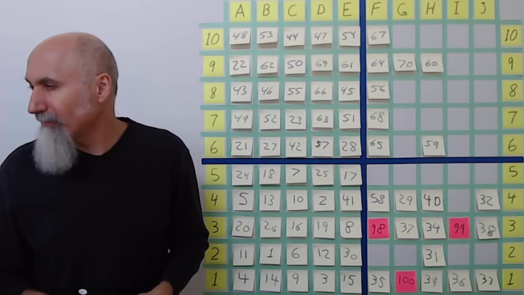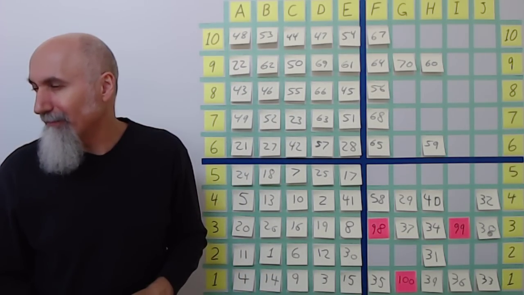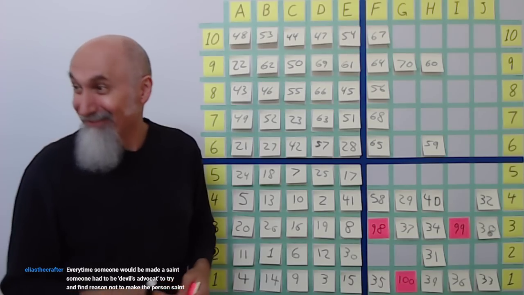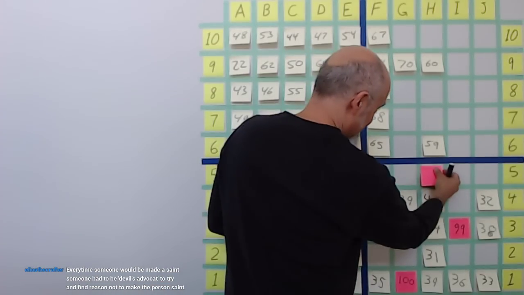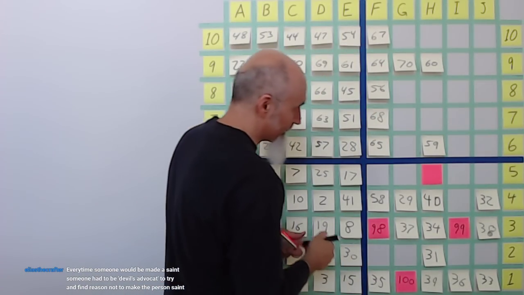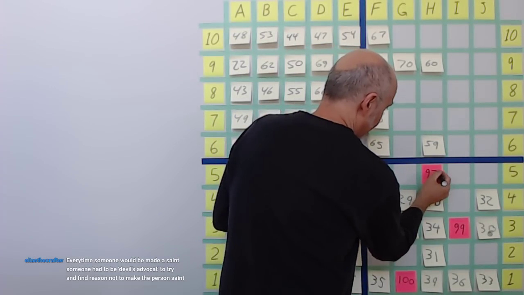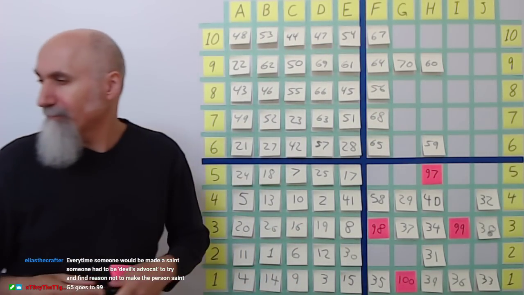Agreed. Devil's advocate used to be a job at the Vatican. Did it seriously? So this has to be 97. No choice, right?